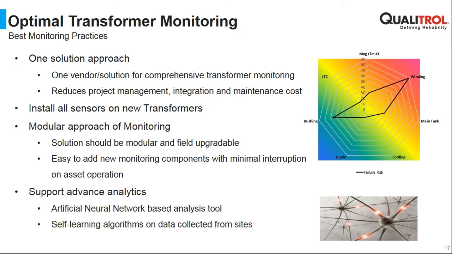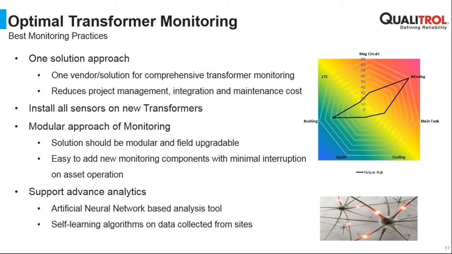First and foremost thing is one solution approach. Mostly if you go with one vendor, one solution approach, then it helps you in reducing the project management cost, it helps you in reducing the integration cost, and during the operation of the condition monitoring system, it helps you in reducing the maintenance cost.